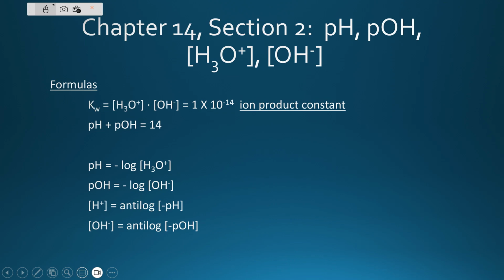And if we want to go the other way around and figure out these concentrations of hydrogen or hydroxide, I would just take the anti-log. The reason we would do that is because I'd be dividing by the negative log of something. Well, you can't divide by the negative log. Instead, we will multiply by the anti-log.